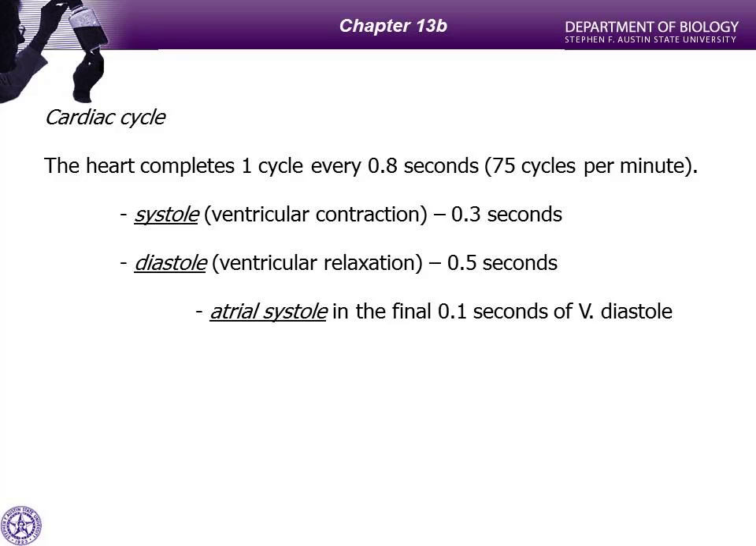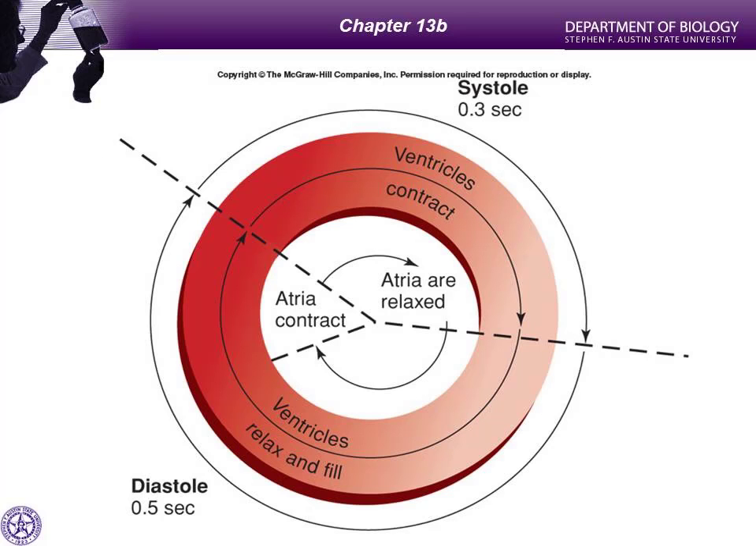So here's a cycle, just an illustration, again showing systole 0.3 of a second. Diastole is going to extend from this right hash line all the way around to this hashed line. But notice atrial systole is just this last little part. Just before the ventricles contract, the atria contract, while the ventricles are finishing their relaxation period.